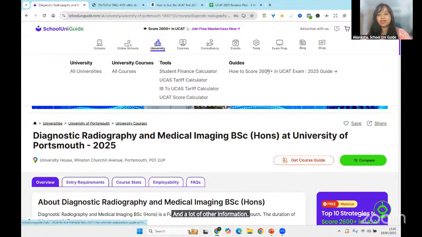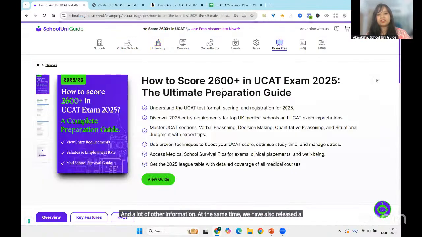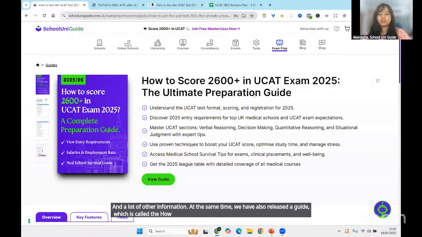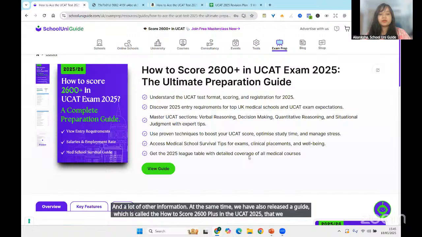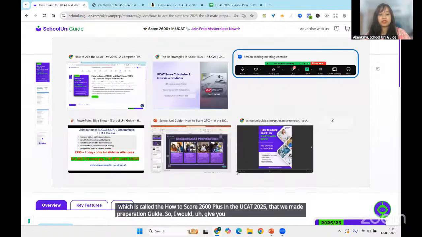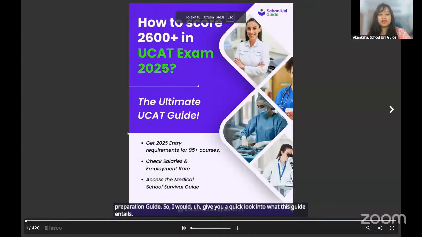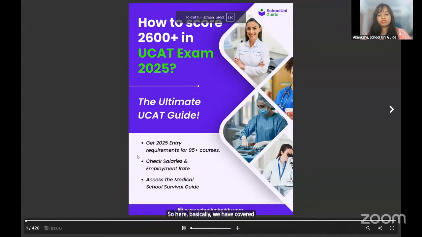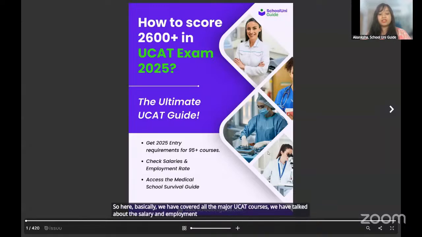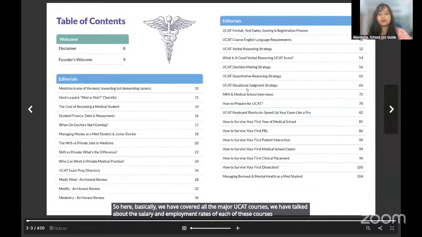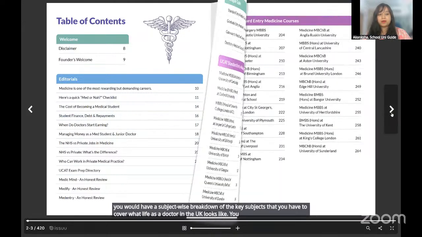At the same time, we have also released a guide which is called the How to Score 2600 Plus in the UCAT 2025, the Ultimate Preparation Guide. So I would give you a quick look into what this guide entails. Here, basically, we have covered all the major UCAT courses. We have talked about the salary and employment rates of each of these courses. In this guide, you would have a subject-wise breakdown of the key subjects that you have to cover, what life as a doctor in the UK looks like. You would be learning more about that.